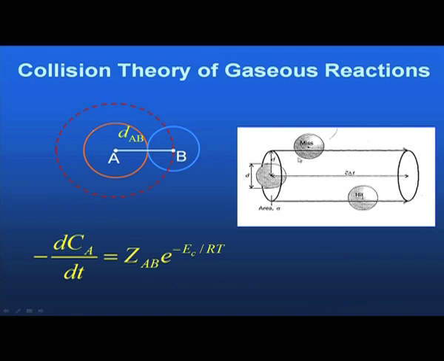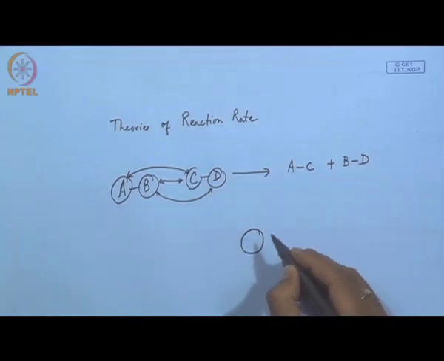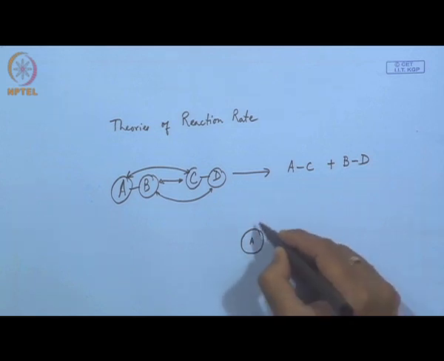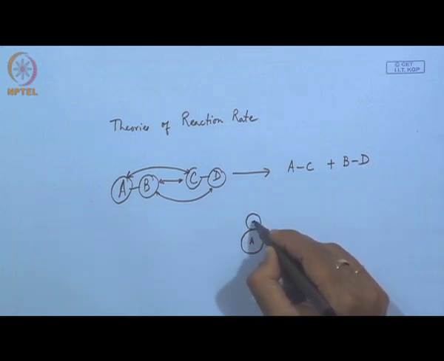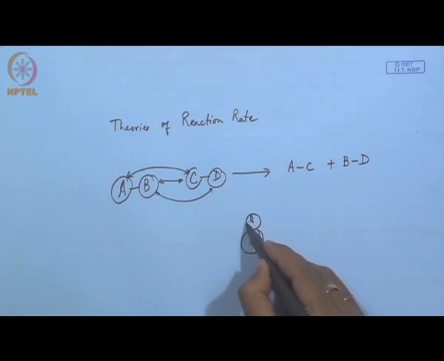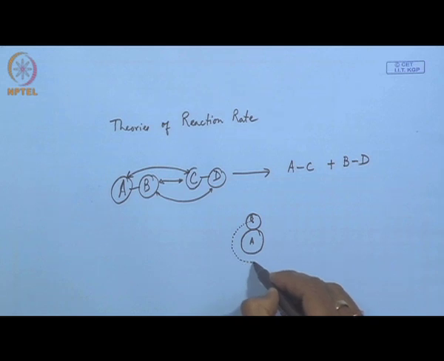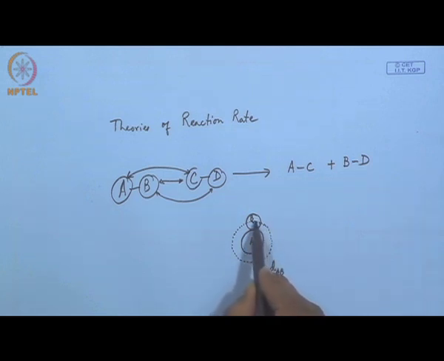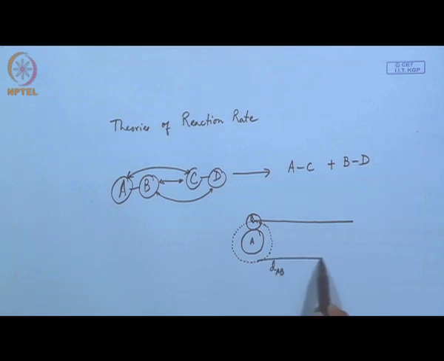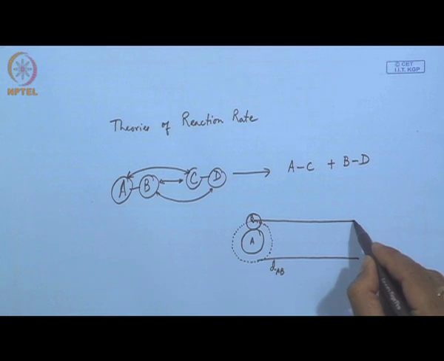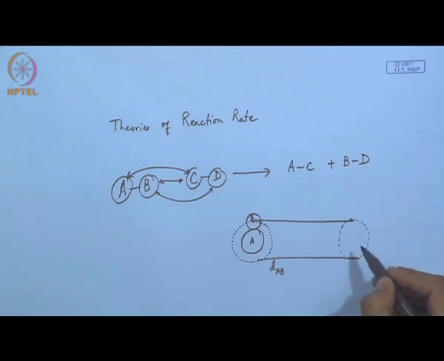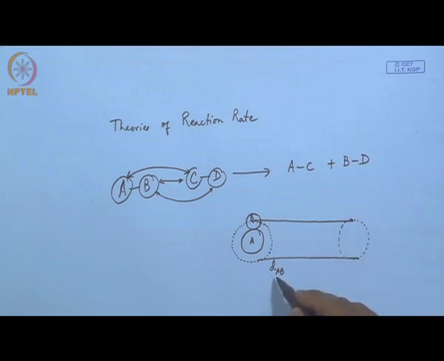Now let us have a sphere like this, say this is your A sphere, and say there is another sphere, this is your B sphere. If we draw a circle about the center of A with radius DAB, and then draw a cylinder of this sort, a cylinder having radius DAB, this is DAB.